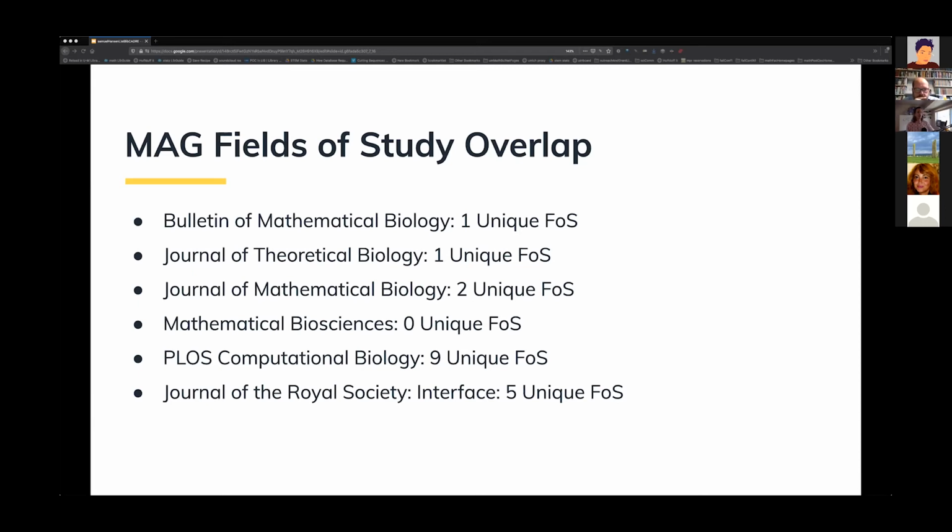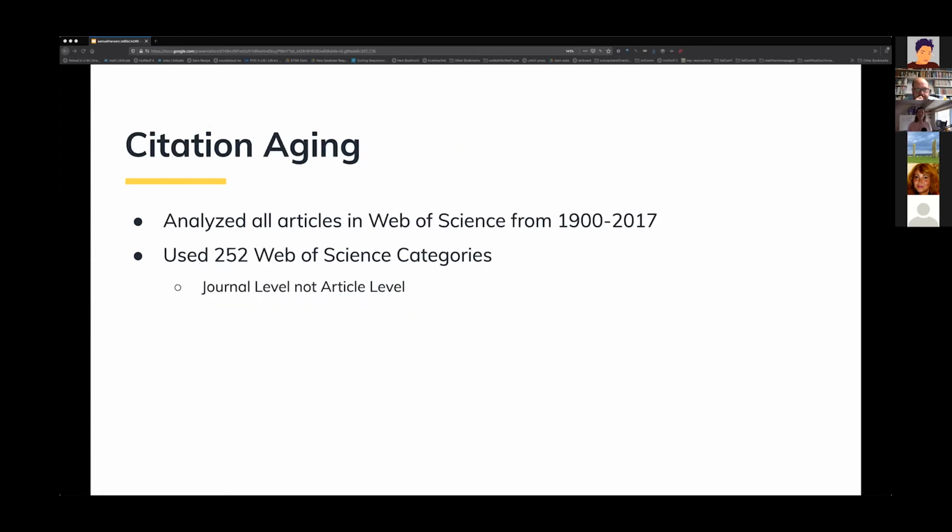So let's move on to things where I might be able to surprise you. It might be what you expect, but it'll still be a bit surprising. And that's some of the things I've done looking at citation aging. I analyzed all the articles in the entirety of Web of Science from 1900 to 2017, all of them. I used the 252 Web of Science categories to limit them. They are journal level, not article level, but we are looking at 55 million articles or more. So, you know what? It's coarse, but at that scale, I'm okay with it.